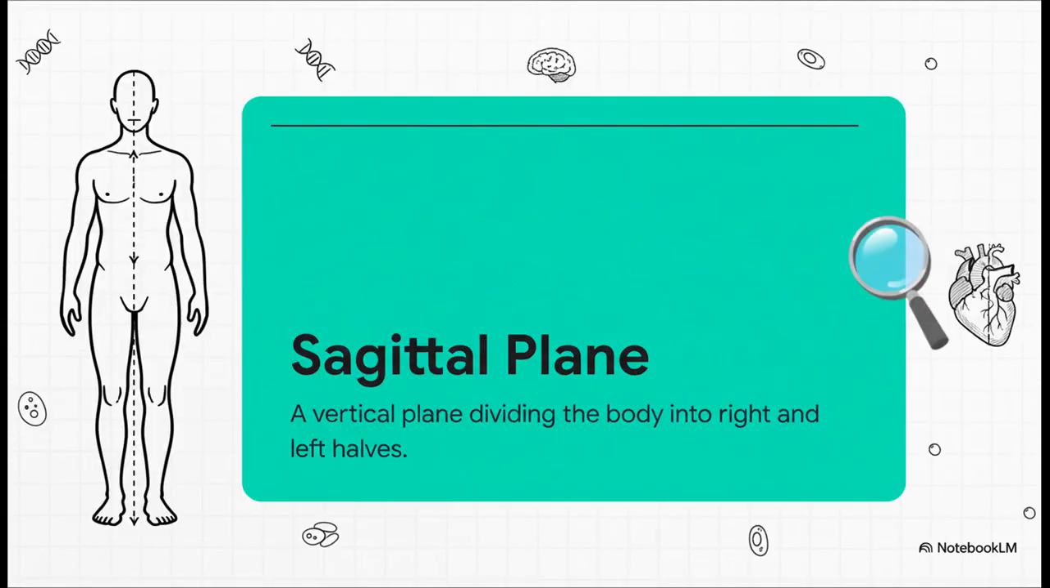All right, our next slice is the sagittal plane. This one's a vertical cut, running from head to toe, that splits the body into a right side and a left side. And if you make that cut perfectly down the center, creating two nearly identical mirror images, that's what we call a mid-sagittal plane.